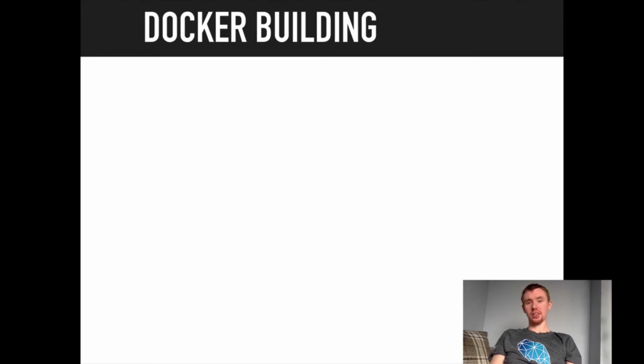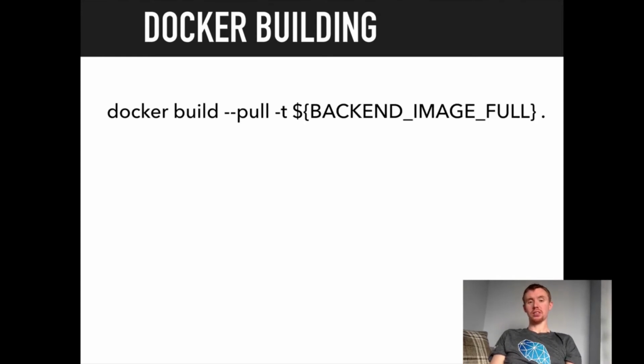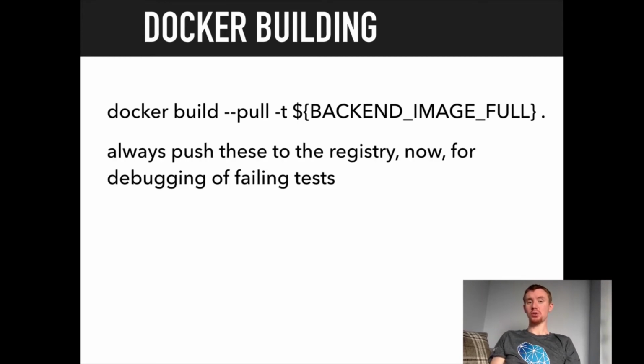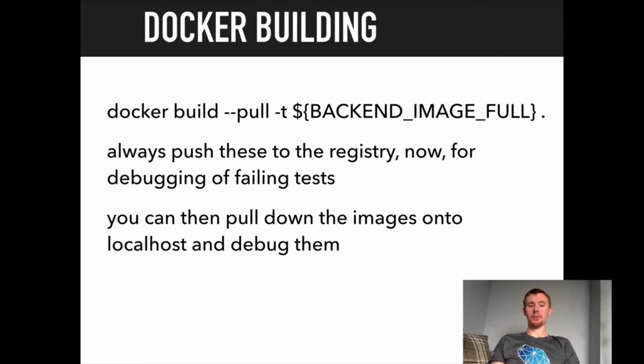One last thing, when running the Docker build command, add --pull. Research this flag. It's going to pull down other images. It's going to keep things up to date. So I recommend you research this. Also, as soon as you have a successful Docker build, push that image to the registry. Don't wait till the end of the pipeline. And that means that you can pull that image down onto your local machine and you can debug the code.